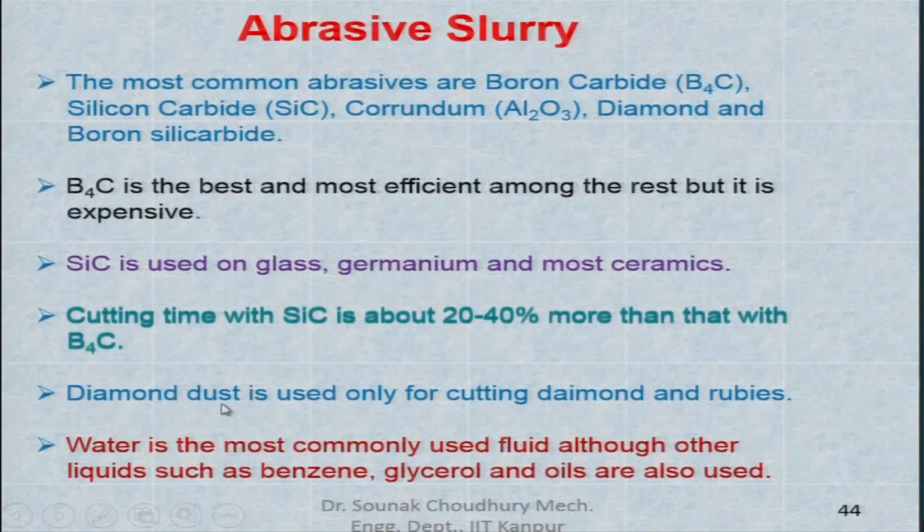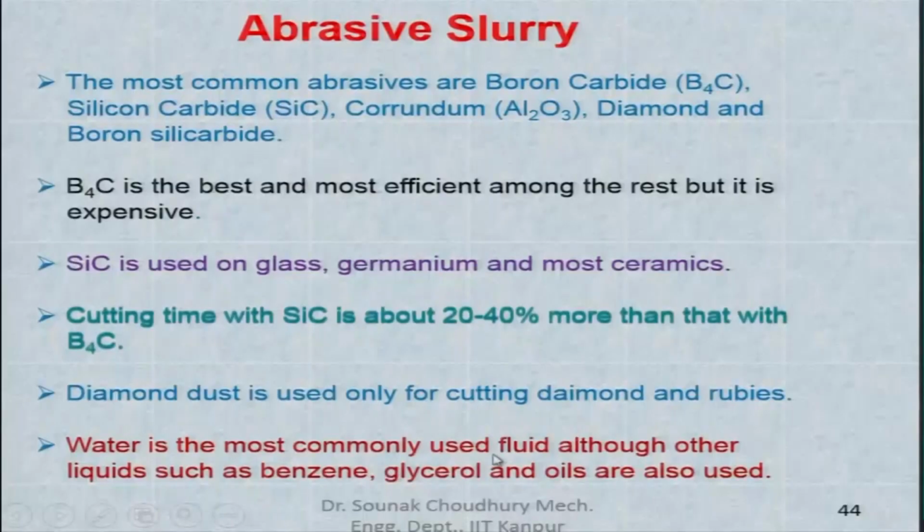Now, diamond dust is used only for cutting diamond and rubies. That is the slurry that is used here. Diamond slurry is used in the form of diamond dust, but you understand that this is expensive. So it is used exclusively for diamond and rubies, where high precision is required and the material is very hard and very brittle.